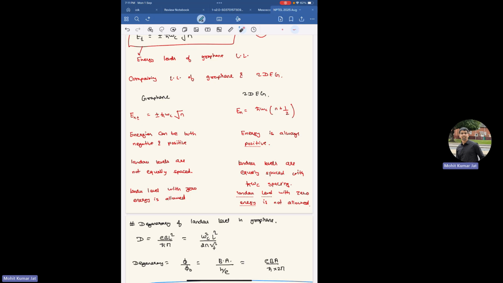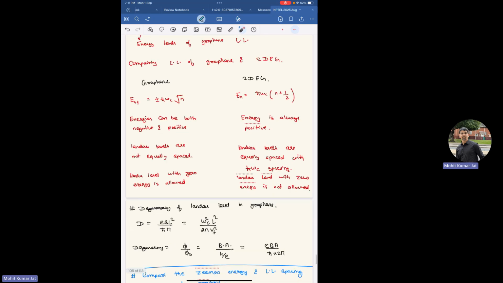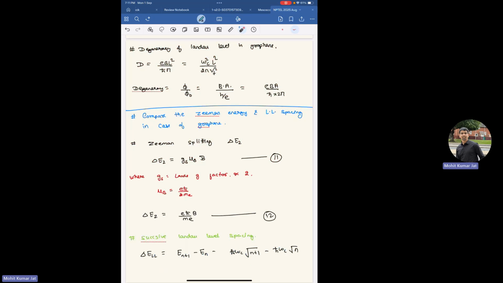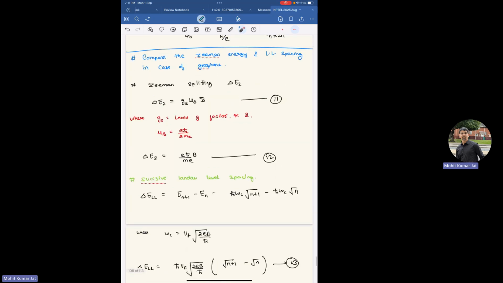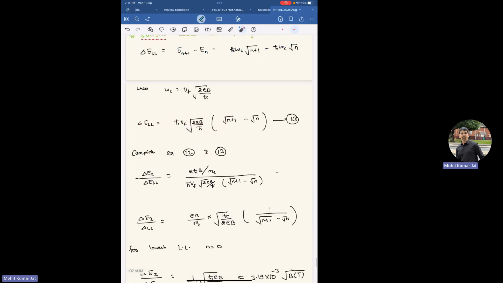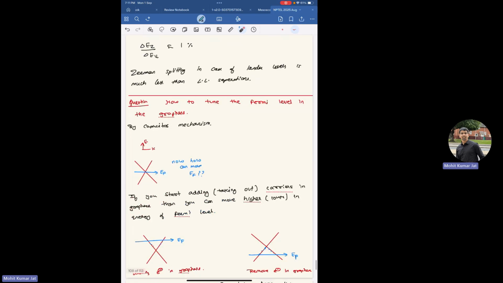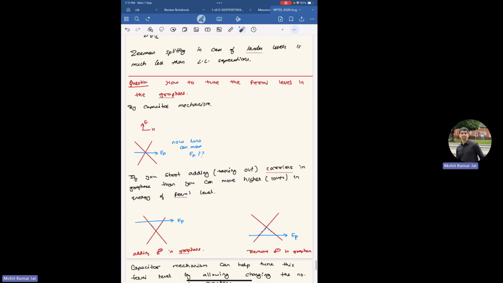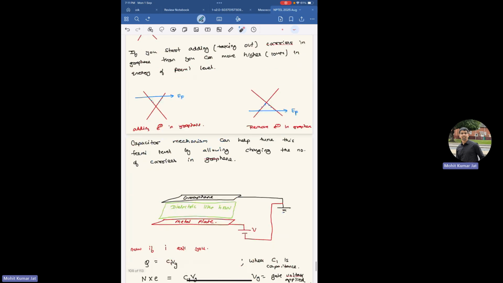Now I also come to how you distinguish the Landau level spectrum of the 2D and the graphene. Then the degeneracy of the Landau levels I discussed. I compared the Zeeman energy and the Landau level spacing in case of graphene, and we find that the Zeeman splitting is very small compared to the Landau level spacing, even at 10 Tesla. Then we studied how to tune the Fermi level in graphene. If you add more carriers, you move higher in energy. If you take out carriers, you go lower in the valence band.